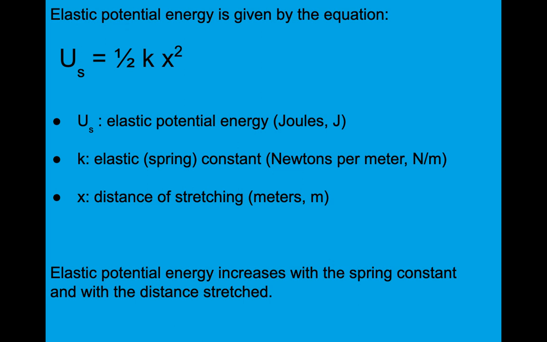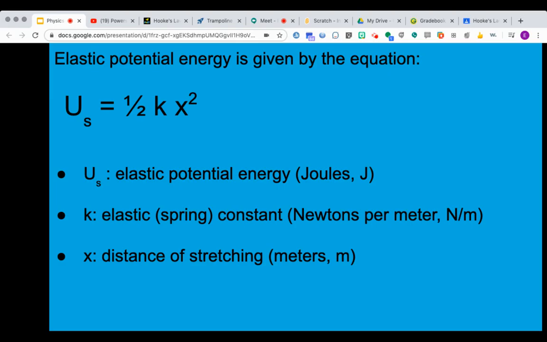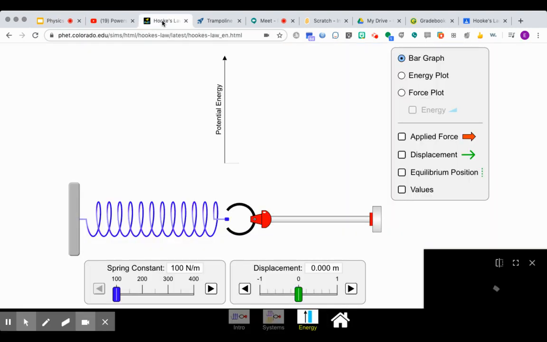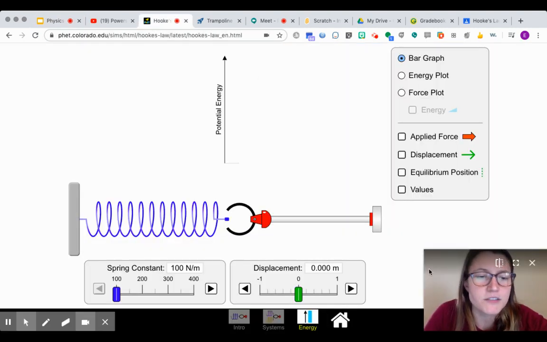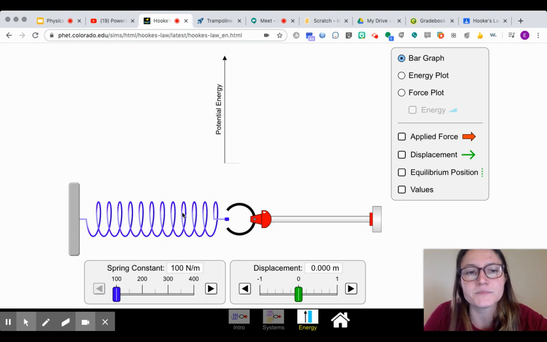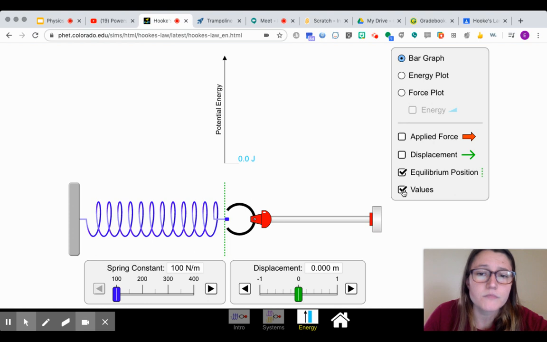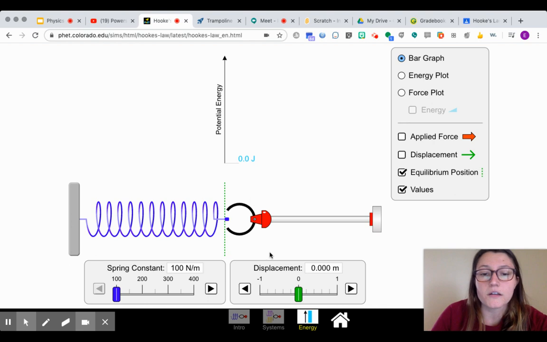Let's take a look at what the difference between stretch and compression would be in a spring mass system. So I'm going to use a simulation to help us do that. So here we see, which we've seen before, a mass attached to a spring. Here we have a bar graph showing the elastic potential energy. We notice that when the system is in equilibrium or rest, aka there's no stretch or compression, there's no elastic potential energy.